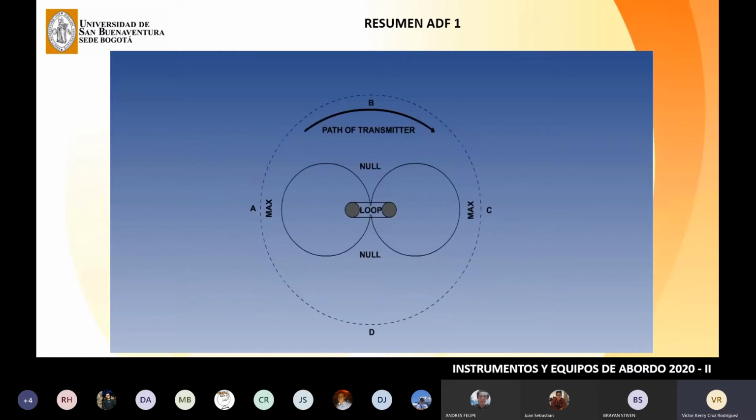There are two positions at which there is no difference between the strength of signal received by the two vertical elements of the antenna, at 90 and 270 degrees on the sine wave. The signal difference is said to be zero or null, shown at positions B and D.